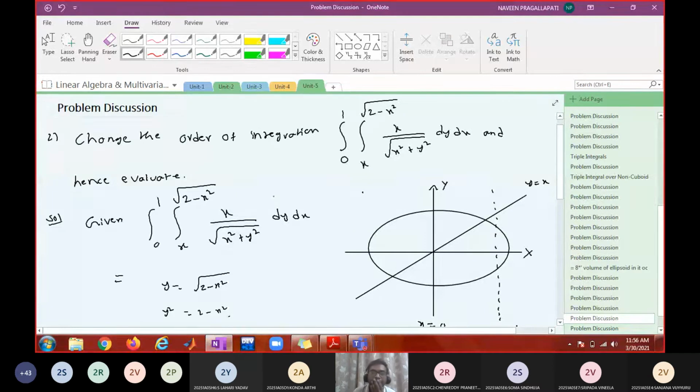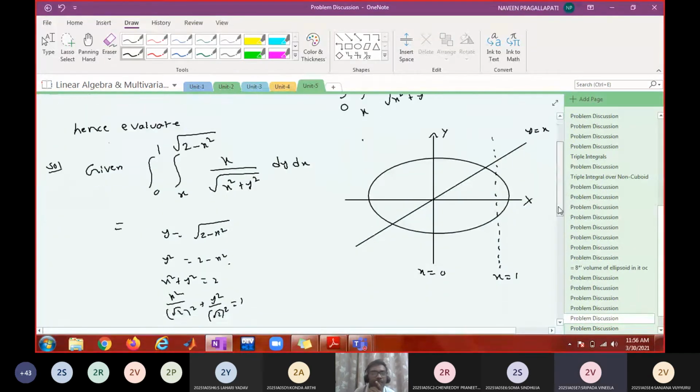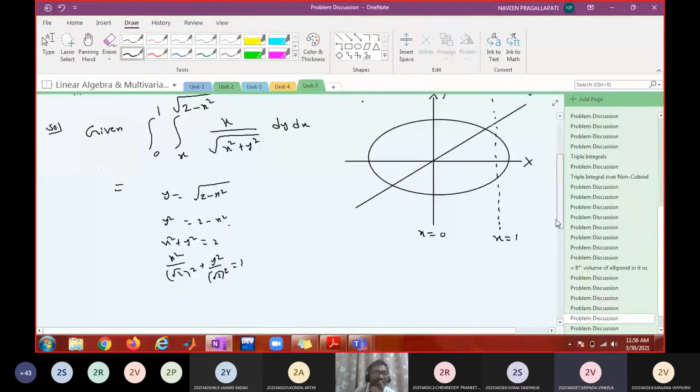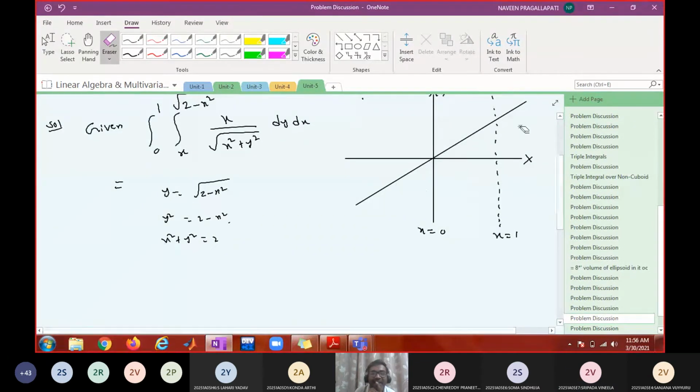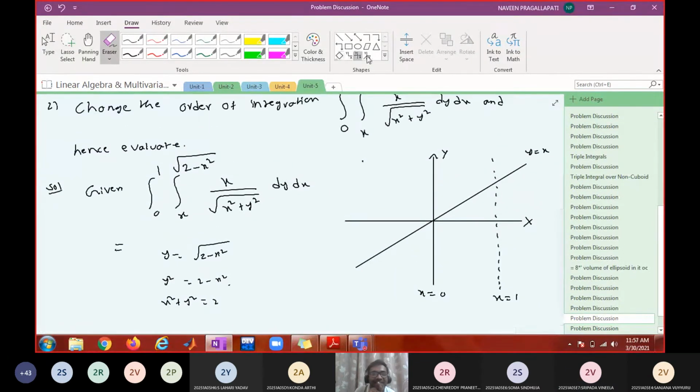Now you tell me. Sir, it's a circle with radius root 2. This is a circle, right? So then I'll draw a circle. It is a circle with radius root 2. Okay, so then I will erase this and I will draw accordingly.